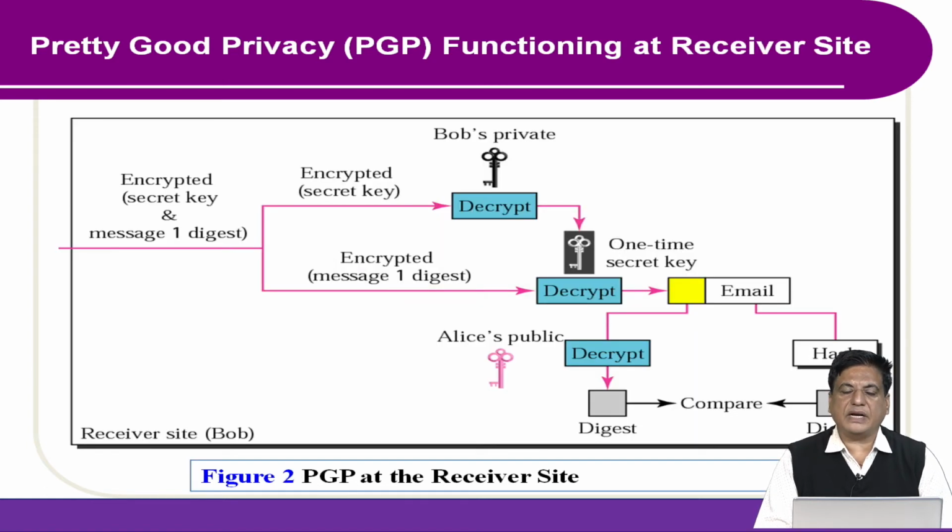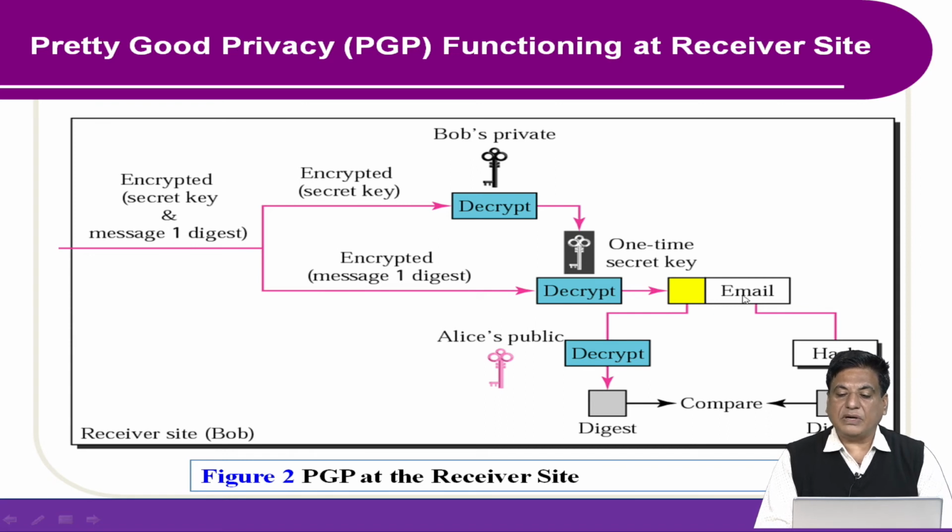At the receiver side, the receiver will receive the encrypted secret key. First of all, Bob, the receiver, will use his private key to find the secret key. So here we are finding the one-time secret key. That secret key we will use for the decryption. We decrypt the message as well as the signed digest. Then we have the signed digest as well as the email.